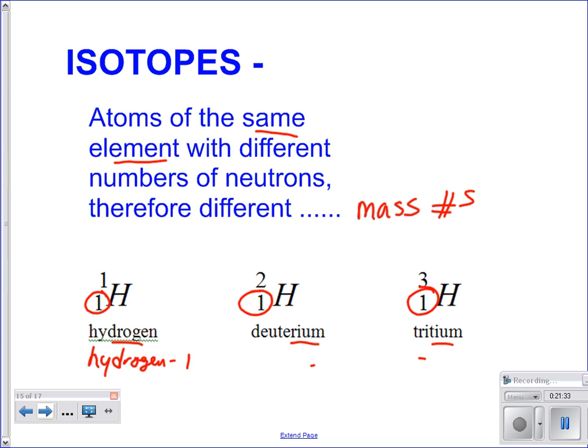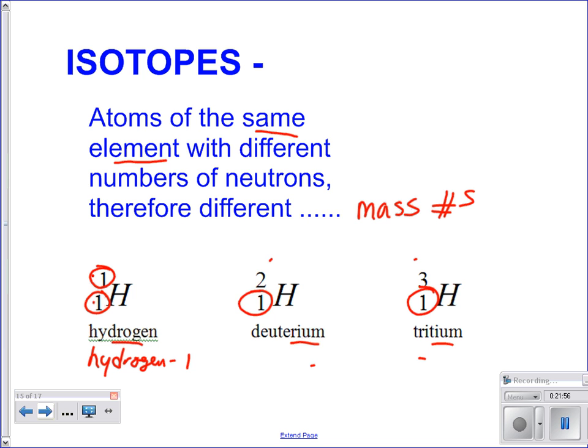In hydrogen 1, how many neutrons are there? 0, because you've got a mass number of 1 and an atomic number of 1. That mass number is entirely based on that 1 proton that it has. It doesn't have any neutrons. Here we've got 1 neutron, here we've got 2 neutrons. Okay, so those are examples of isotopes.